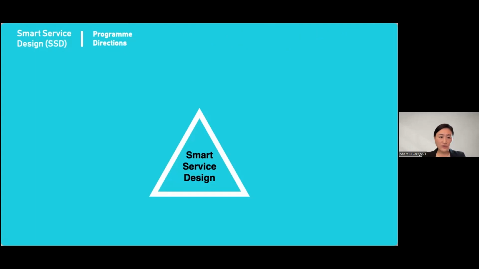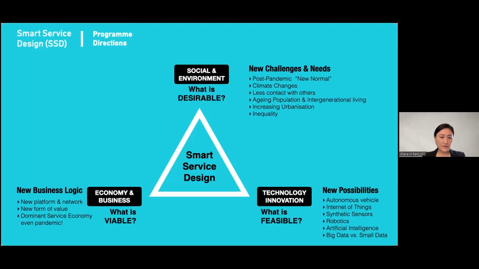So how can you actually do that? There are three key aspects SSD mainly considers. Firstly, SSD considers the problems or challenges in our society or environments. It means what is desirable and also needed in our everyday living and society, such as what are the new patterns or habits after the pandemic, what would be environmentally friendly after urbanization, and also what would be the ideal living condition in our intergenerational living.